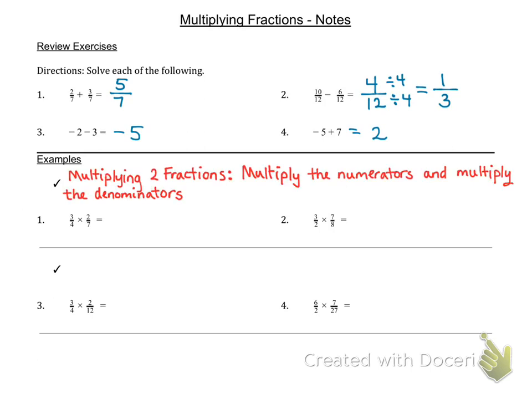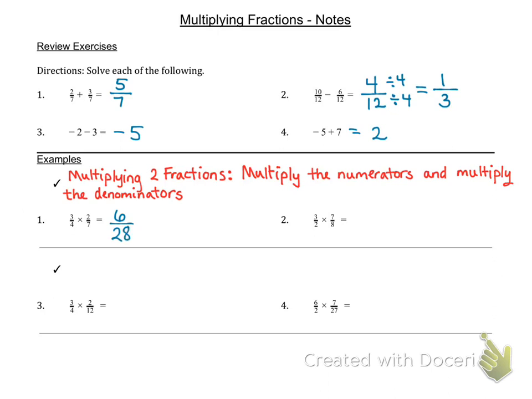Let's start first with multiplying two fractions. When you multiply two fractions, you multiply the numerators and then you multiply the denominators. So for example, number 1, we have 3/4 times 2/7. I'm going to multiply the numerators together. 3 times 2 is 6, and then 4 times 7 is 28.